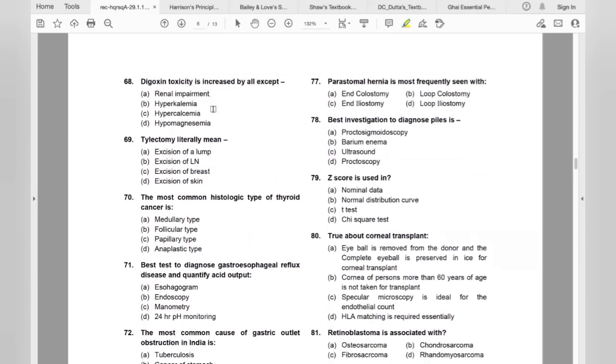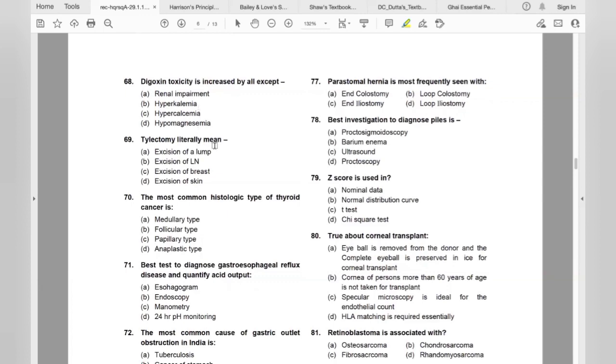So previously we had a question regarding digoxin toxicity. So the answer probably, digoxin toxicity is probably increased by hypokalemia because of the sodium potassium ATPase binding channel. But previously they have given the answer as hyperkalemia, and now again increased by all except, they are giving hyperkalemia. So please do check these two questions.